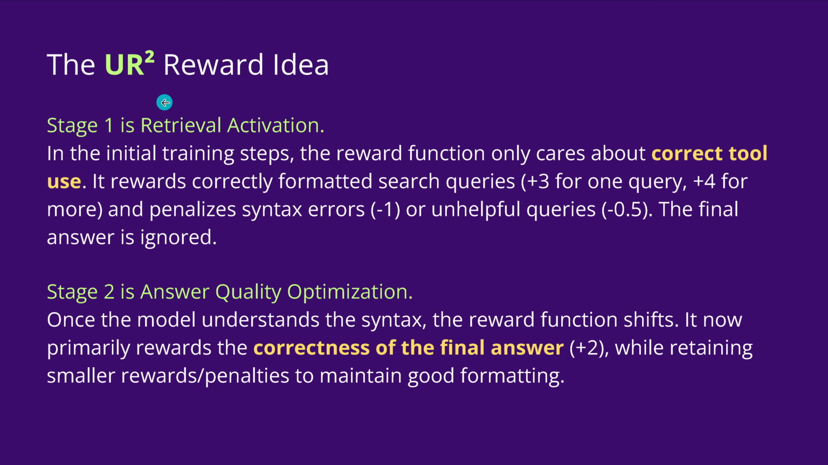They say stage one is what we want to reward in the very first phase of the training process: simply the retrieval activation. So we only care about correct tool use, about the plan of how to use which tool for which particular task at what specific time in the reasoning process. It rewards your correctly formatted search queries with +3, +4 for more, and penalizes syntax errors or unhelpful queries, and you get the idea. So we just go for correctly formatted queries.